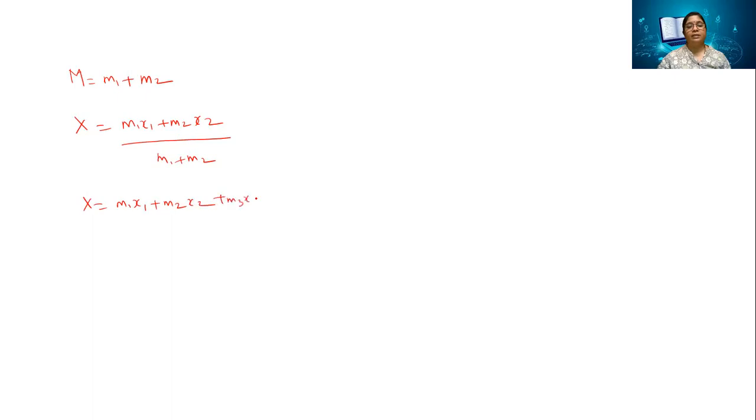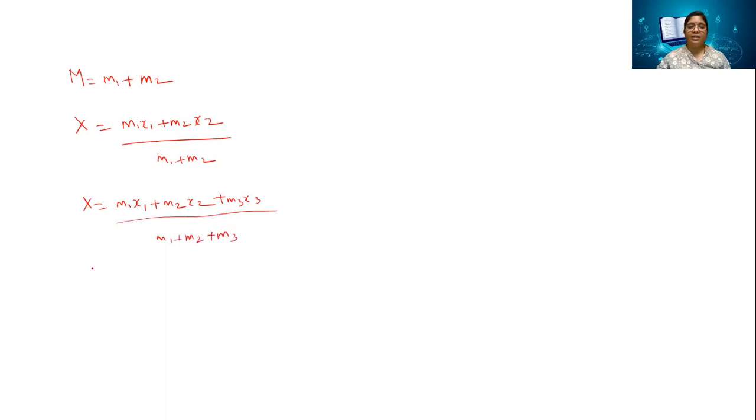Now what is this M? This M is the total mass and M is equal to M1 plus M2. So you can rewrite your x as M1 x1 plus M2 x2 divided by M1 plus M2. This is for a two-particle system. Suppose I'm going to have three particles. I will say x is equal to M1 x1 plus M2 x2 plus M3 x3 divided by M1 plus M2 plus M3.